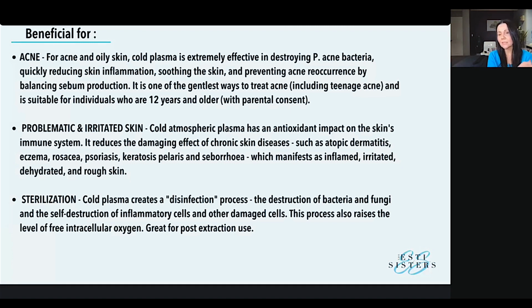Utilizing the Tanisher though or the cold plasma, whether it's DrPlaton or the Tanisher, is going to have a nice antibacterial effect and smoothing effect and reduce inflammation on the skin as well. And especially because they have that built up, dry, kind of irritated skin, this is going to help smooth out the skin areas as well. Again, we have a sterilizing effect and disinfection process. So that's why it's going to be really great, again, post-extractions.